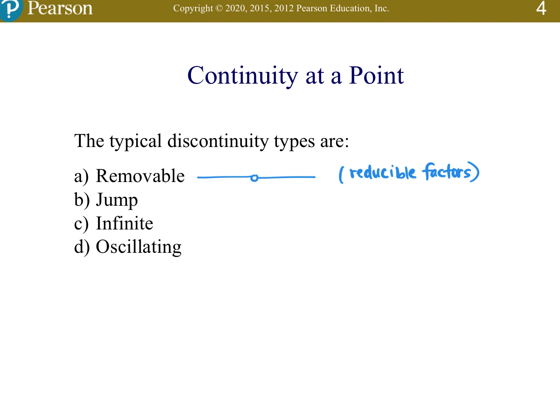We've got jump, which is going to be a gap. Sometimes we call that a gap discontinuity as well. We have infinite. An infinite discontinuity is when you come up against an asymptote, and that asymptote provides a wall that you can't go across. And then we have oscillating, which is where a graph is fluctuating so fast between positive and negative values that you can't establish continuity. There is no continuous pattern of being continuously positive or continuously negative. It's always changing back and forth.